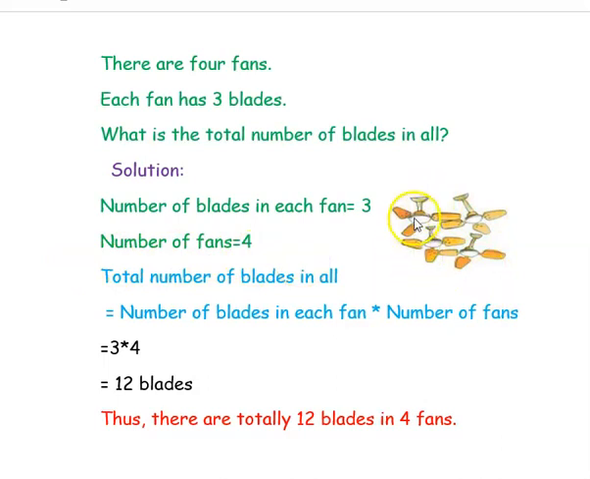So now how will you find the total number of blades in all? What you will do normally, you will add all the blades continuously, right? That is repeated addition. So here what we are doing? We are multiplying. Repeated addition is nothing but multiplication. So total number of blades in all is number of blades in each fan into number of fans. So 3 into 4, that's nothing but 12 blades. So thus there are totally 12 blades in 4 fans.